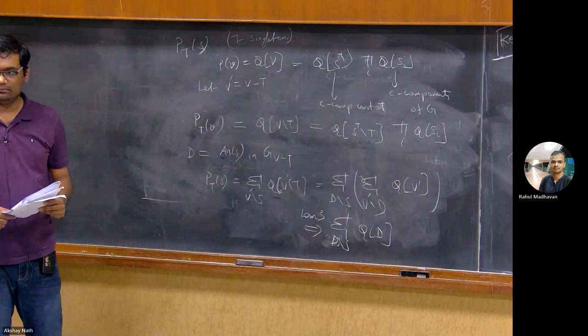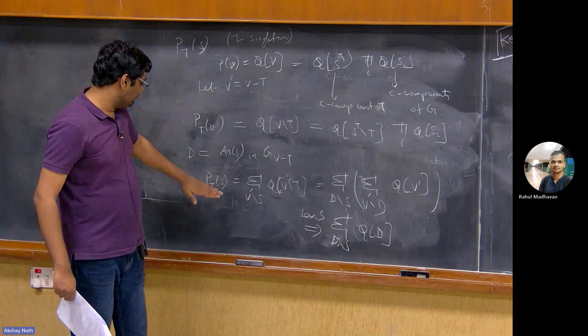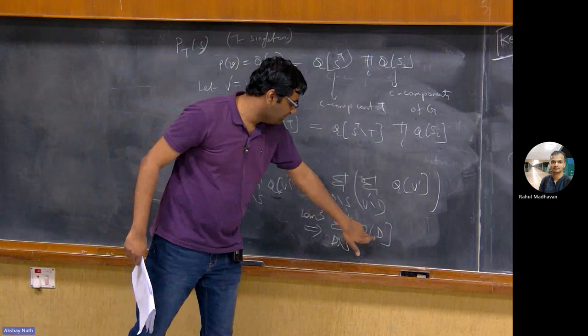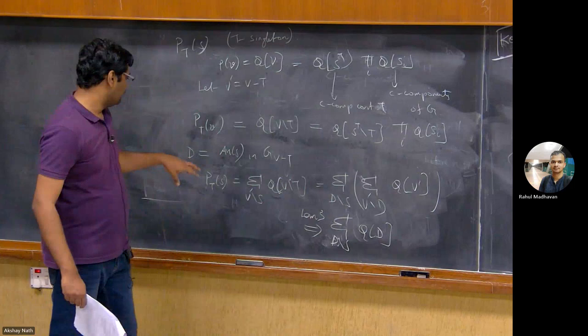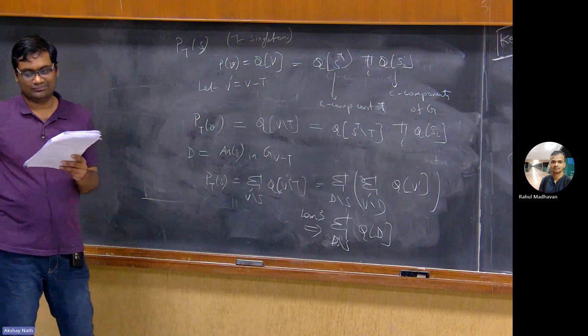Again, I have not yet said anything about the rest. V given D needs to be estimated. But P_D of S is all I care about, and that requires estimation only of Q of D, not V given D. That's a good part about this. So I only care about Q of D. All I've said is you just need to care about Q of D. And this is the difference, right? Because this is the ancestor of S in G_{V minus T}. Correct. There we use only G. So this is very subtle.